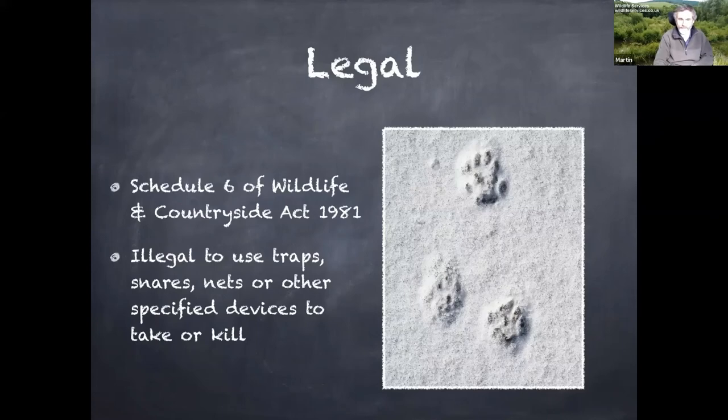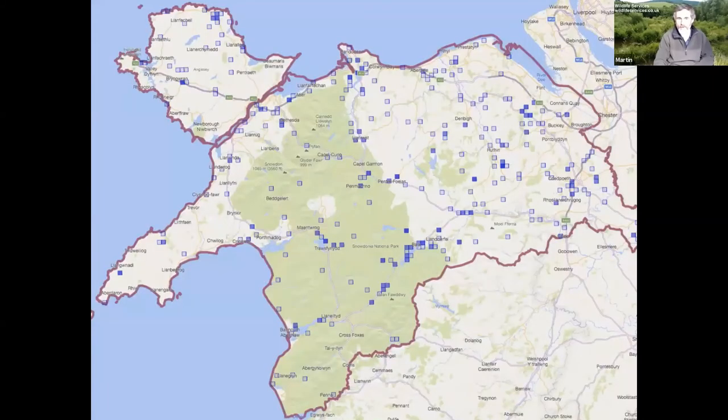The legal aspect is basically it's illegal to use traps, snares, nets, or other specified devices to take or kill them. So if you wanted to survey for them using traps, you would need a license from NRW. This is the known distribution. They're pretty much everywhere in North Wales. It would be surprising if there was an area that they weren't in, but assuming it's not a high top of a mountain, but even there, it wouldn't surprise me.